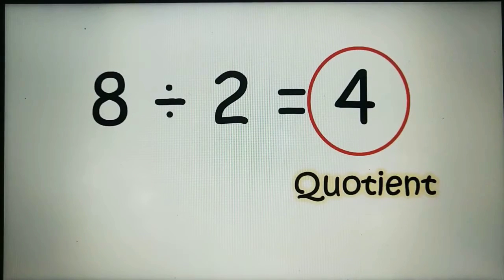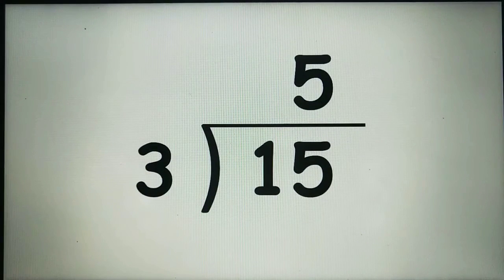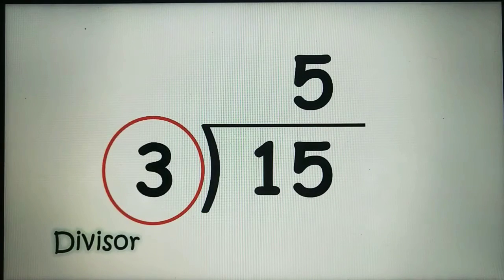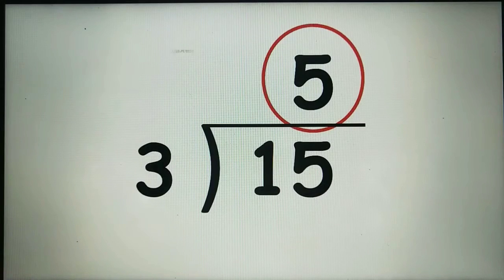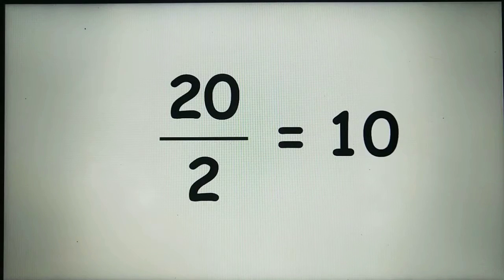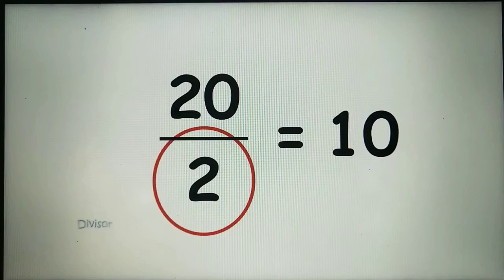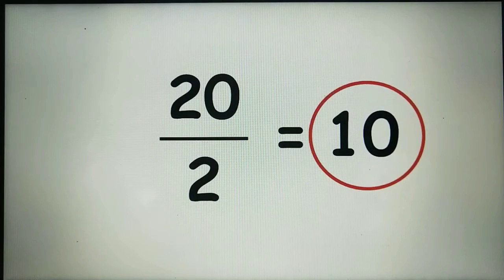Division is also written in some other ways. We can have this: 15 divided by 3 is equal to 5. 15 is the dividend, 3 is the divisor, and 5 is the quotient. Or division can be written this way: 20 divided by 2 is equal to 10. 20 is the dividend, 2 is the divisor, and 10 is the quotient.